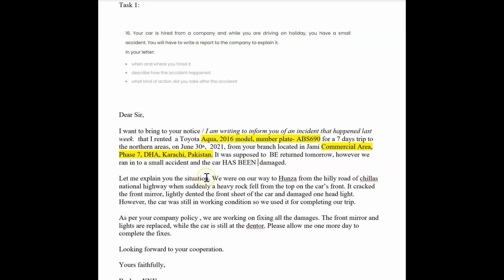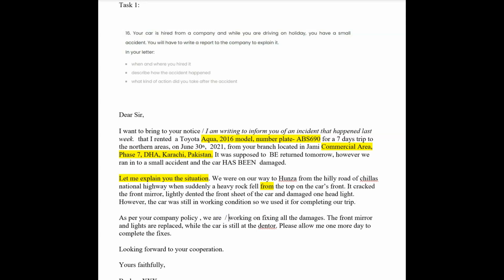Let me explain the situation. I wouldn't use that, it's too informal. But this is right here, we were on our way, when suddenly a heavy rock fell from, or on, I think maybe on, preposition, the top of the car's front. It cracked the front mirror, lightly dented the front sheet of the car, damaged my headlight, okay, good. However, the car was still in working condition, so we used it for completing our trip. Absolutely perfect, lovely.